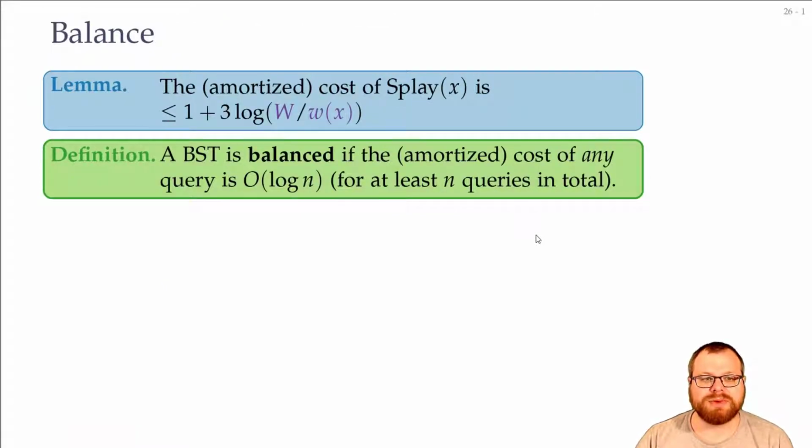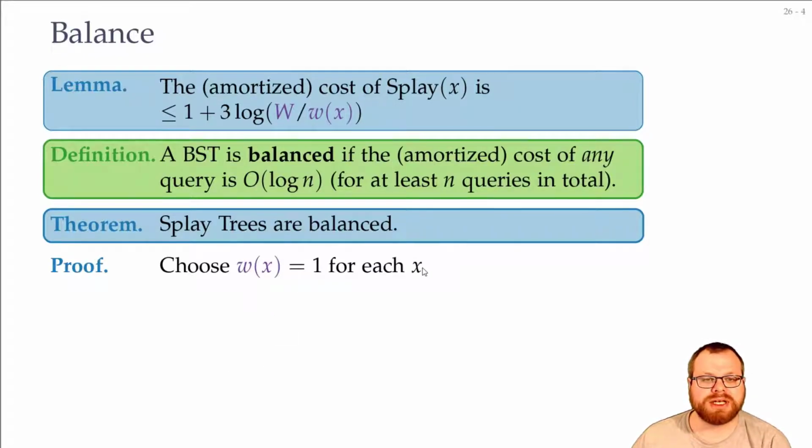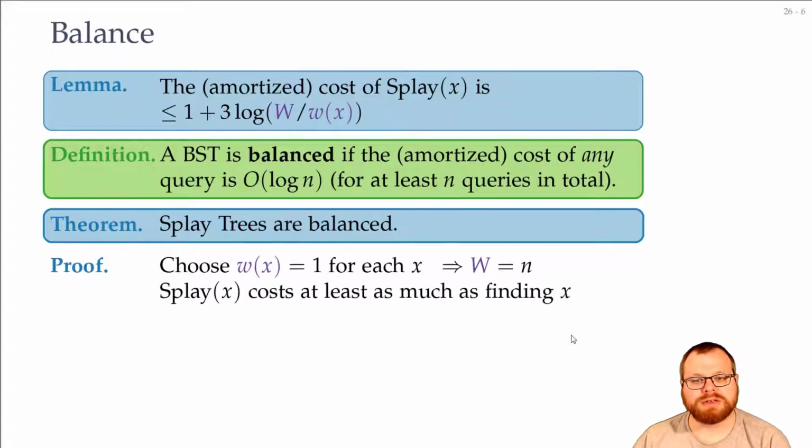And we will start with doing that for the balance property, which is the easiest. Here we want to show that if we have at least n queries, then the amortized cost of any query is in order of log n. And to do that, we just assign the weight of 1 to every key. Then the sum of weights is n, and to query something we have to find it and then to splay it. Finding it costs at most as much as splaying it, so we can just say a query costs as much as splay of x.